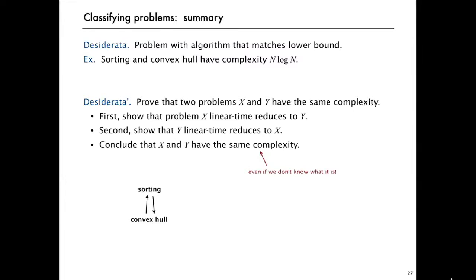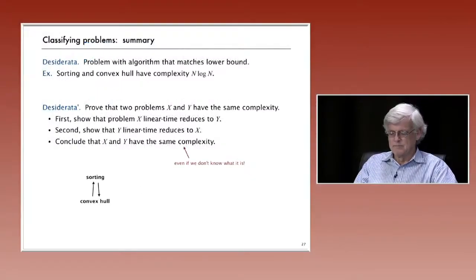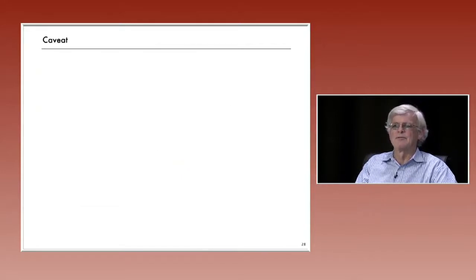In the one case, reducing sorting to convex hull gave us a lower bound. In the other case, reducing convex hull to sorting gave us a useful algorithm. But together they're useful because it helps classify those problems.